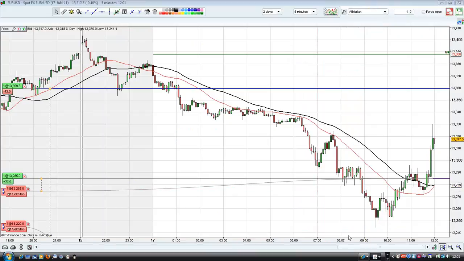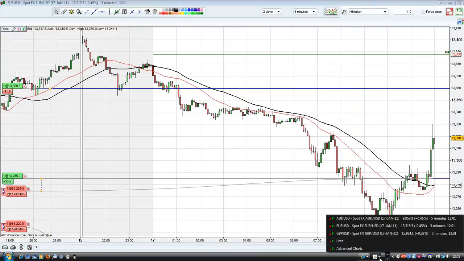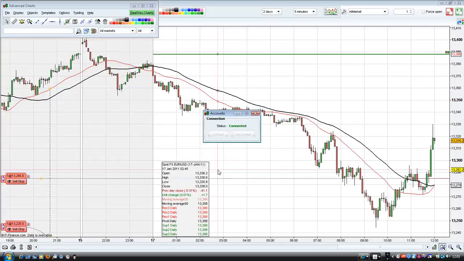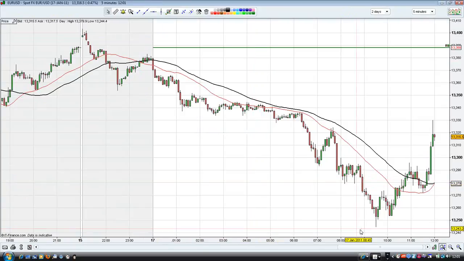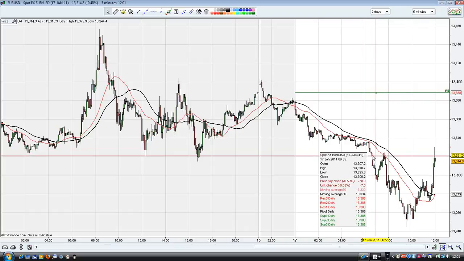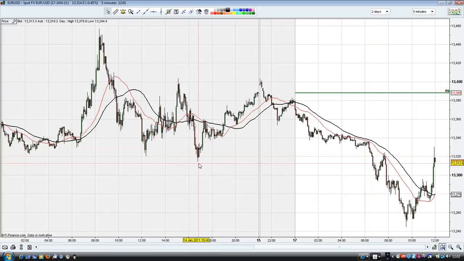When we met this morning at 6:45, we saw that the market was going sideways. At that point in time, that was the lowest point of the market going from Friday.